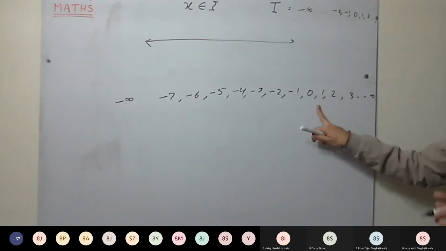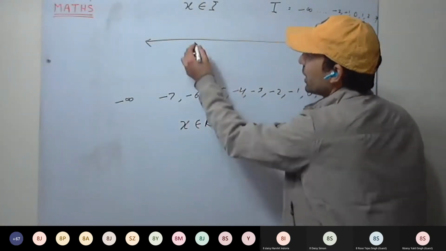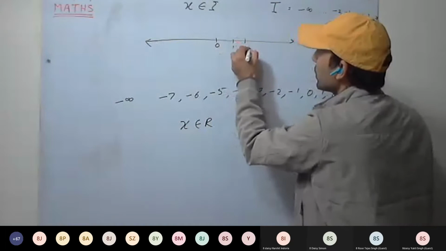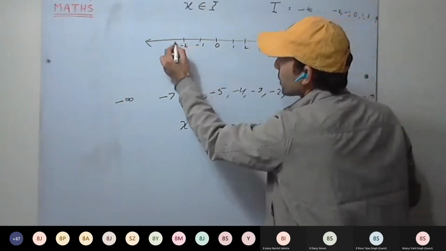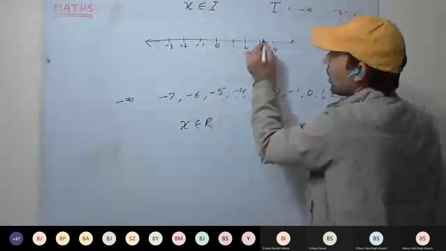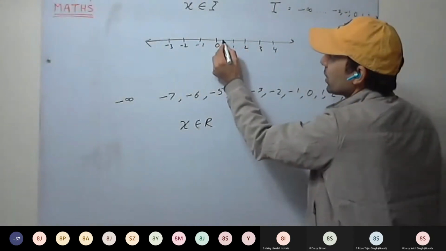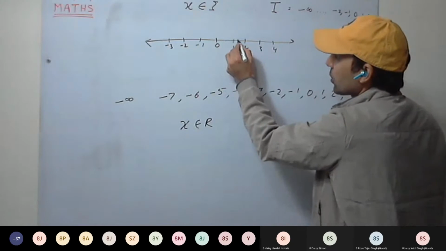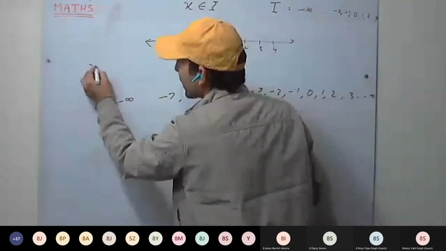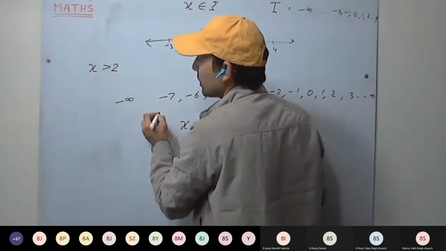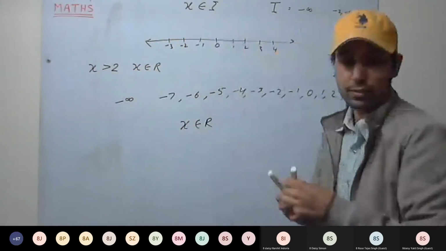Understood? These are integers. And if real numbers are given, x belongs to real numbers, it means 1, 2, 3, 4, minus 1, minus 2, minus 3. All these numbers are real numbers, and all the infinite numbers in between are also real numbers. So if a question comes like this, x is greater than 2 and x belongs to real numbers, just see here once.